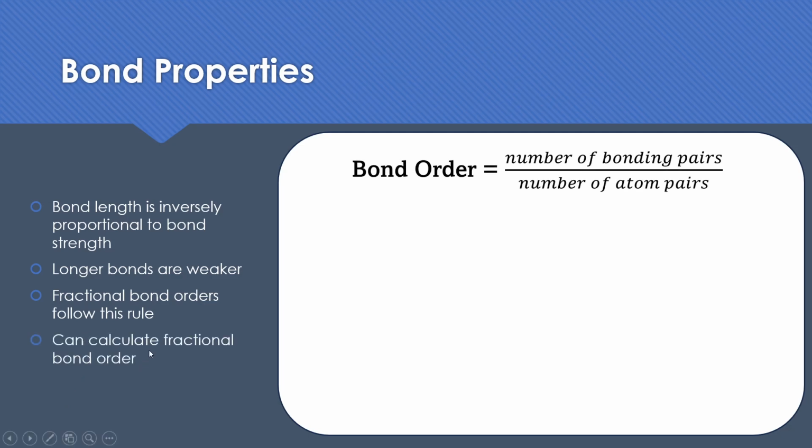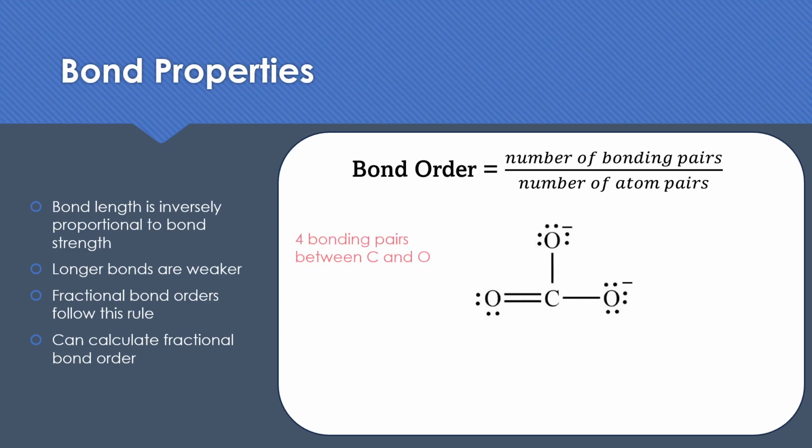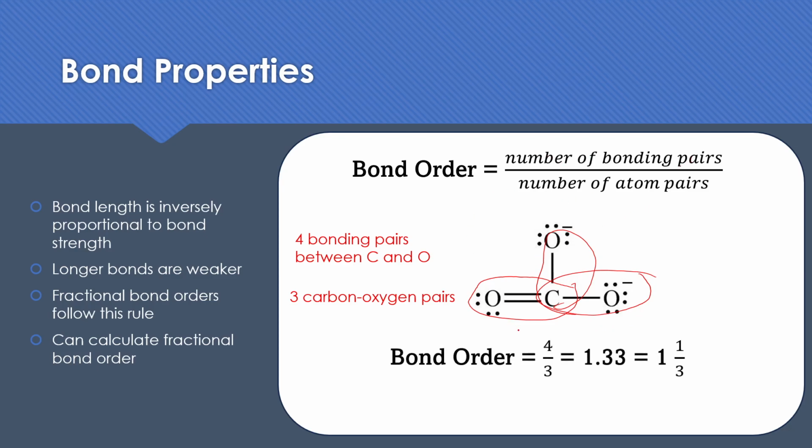So the way you calculate it is the bond order is equal to the number of bonding pairs divided by the number of atom pairs. So for instance, if we take carbonate. Carbonate has 4 bonding pairs between carbon and oxygen, right? Our 4 bonds, 1, 2, 3, 4. And then there are 3 separate carbon-oxygen pairs, 1, 2, 3. So our bond order is going to be the number of bonding pairs divided by the number of atom pairs, or 4 over 3. So 1 1/3 bonds, which makes sense. I'm sharing a double bond across 3 different bonds, so 1 1/3 sounds about right. So that's how you calculate a fractional bond.